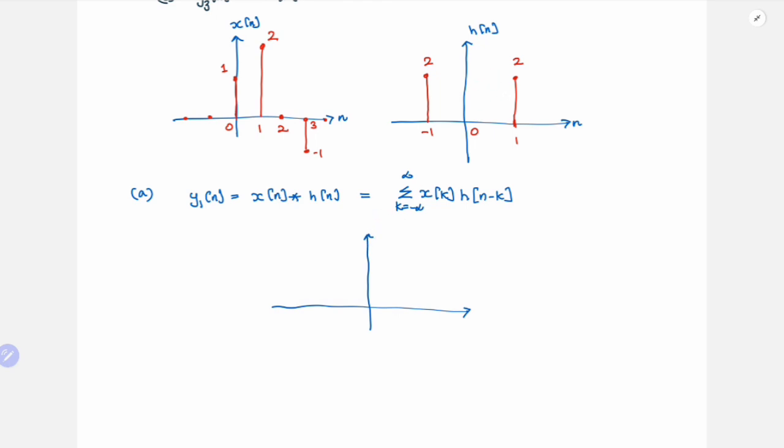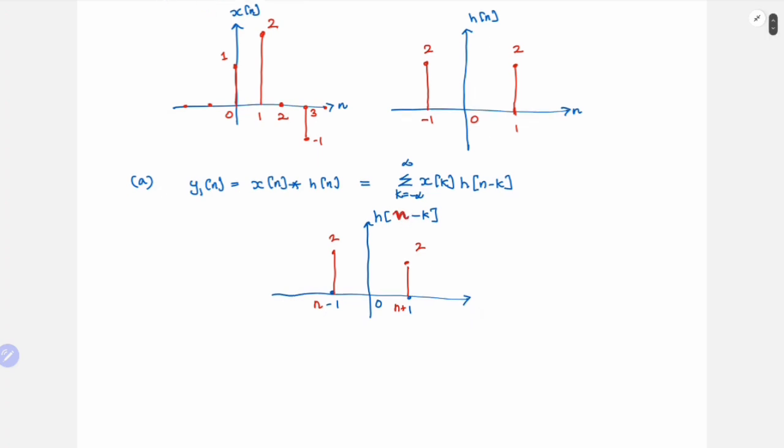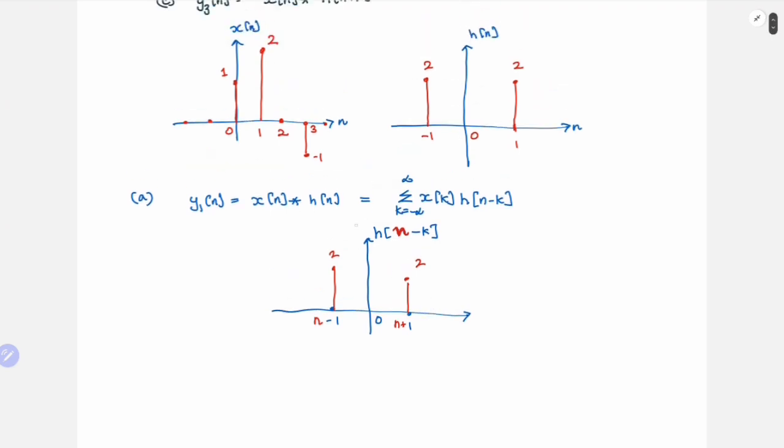So let us try to find h of n minus k. How will h of minus k look? It will be the same because this is an even symmetric signal, so it will be 2 and 2 here. And if I have to get h of n minus k, I have to just shift this by n. So this will be my h of n minus k, and I can find each y of n.